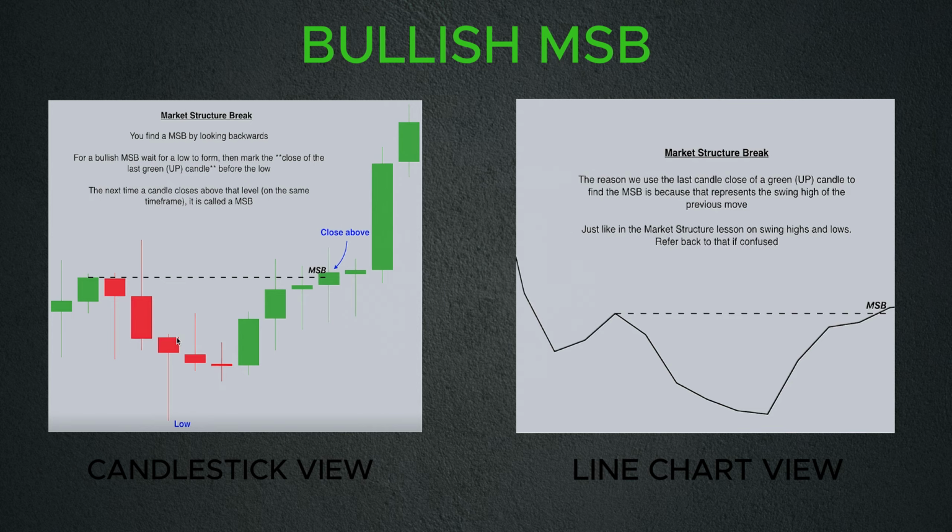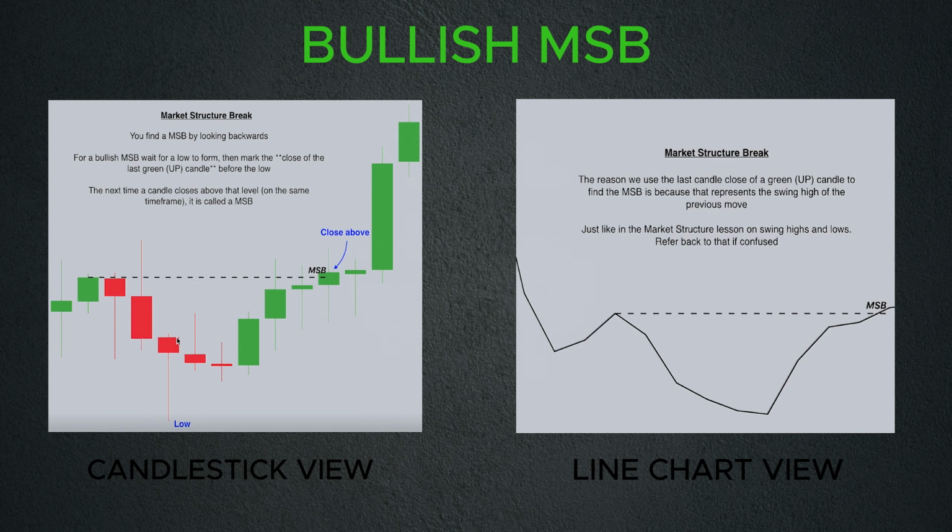And the reason we use the last candle close of a green candle to find a market structure break is because it represents the swing high of the previous move. Okay, swing high into a low, we then break above that swing high, and for anyone who has seen the market structure lesson, you'll see why that is so important.